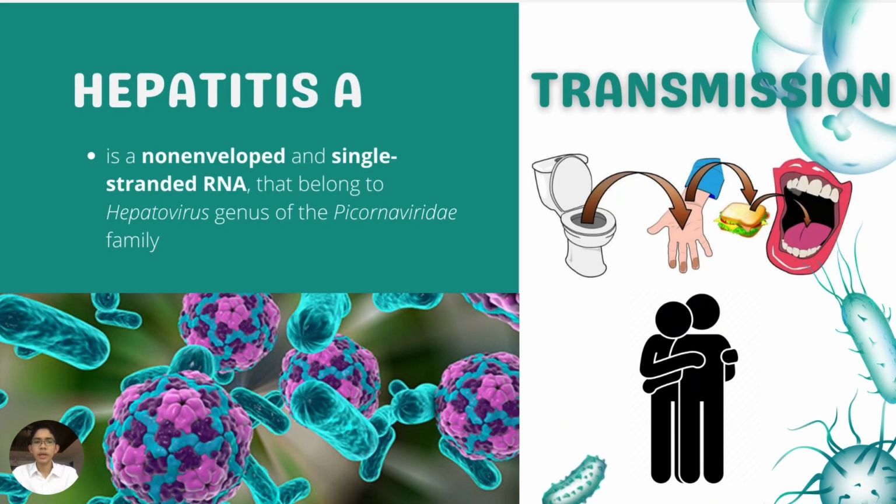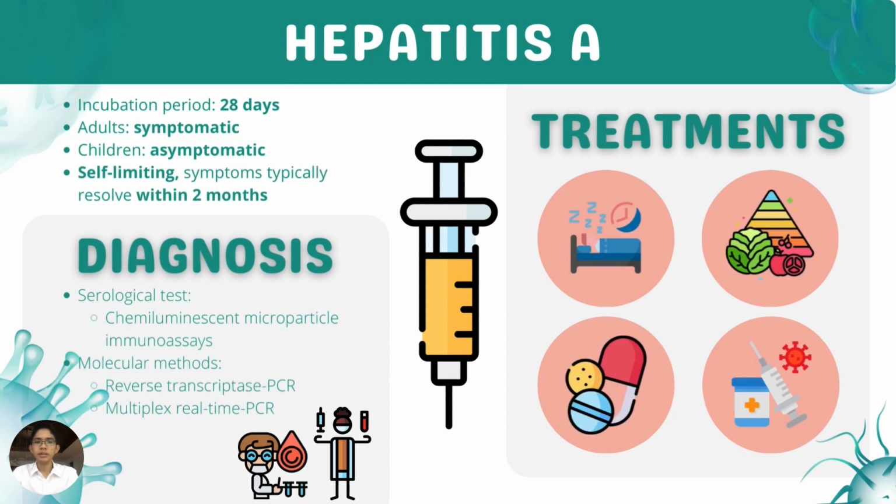Hepatitis A virus or HAV is a non-enveloped single-stranded RNA virus belonging to the hepatovirus genus. It is transmitted through the fecal-oral route, person-to-person contact, or contaminated food or water ingestion. Incubation is around 28 days with symptoms of acute hepatitis in adults and often asymptomatic infections in children. The virus rarely progresses to a chronic state and is typically self-limiting.